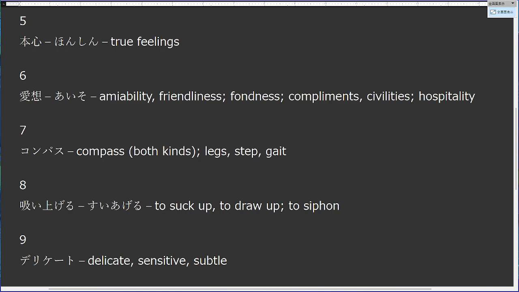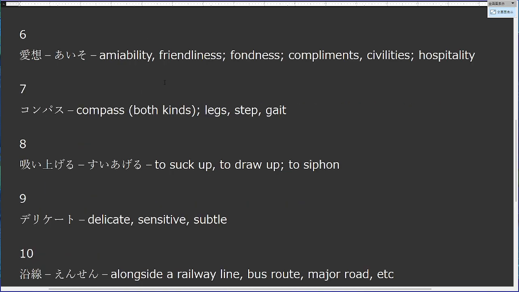Number 5 is honshin. Hon on the left side for true, and shin on the right side for your heart or mind. But in this case, we're talking about the feelings of your heart or mind. Honshin are your true feelings, or what you're really thinking or feeling. Honshin desu. Honshin are true feelings.